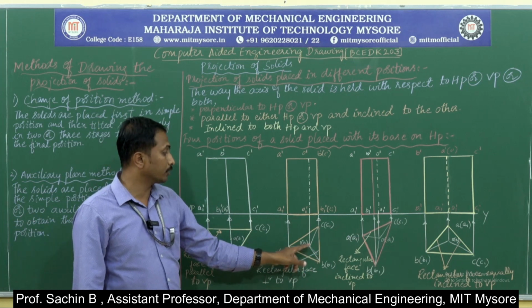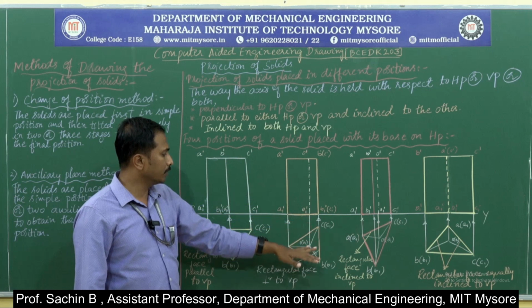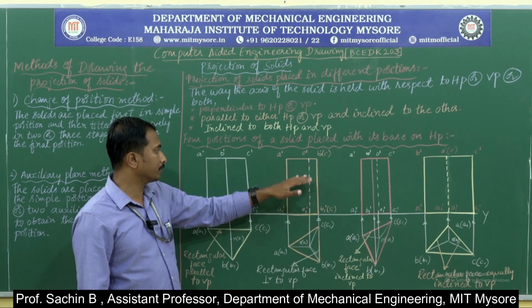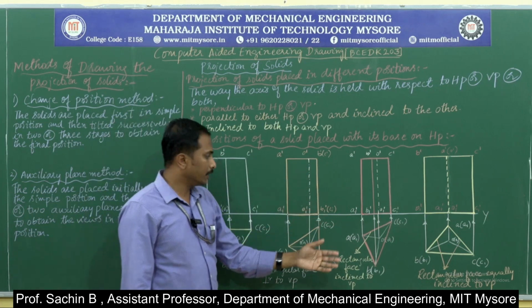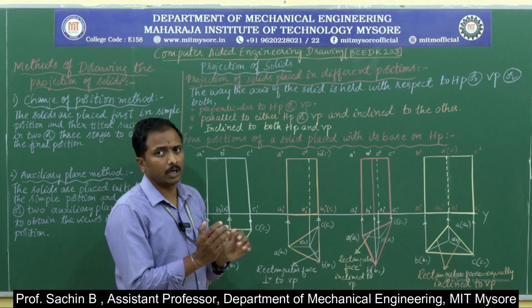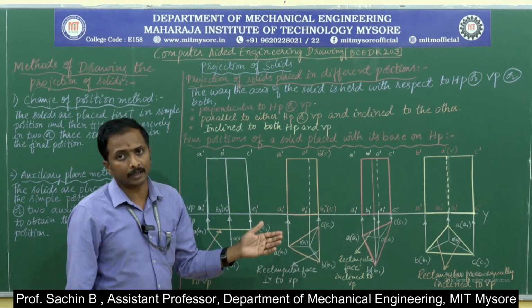This is very much important to solve many of the problems. Again, the remaining part of the thing will be same. I have written the base on HP, I have written the front view of the prism on VP. Next, the third condition will be I am tilting the object. I am tilting the object by giving some angle to the rectangular face.